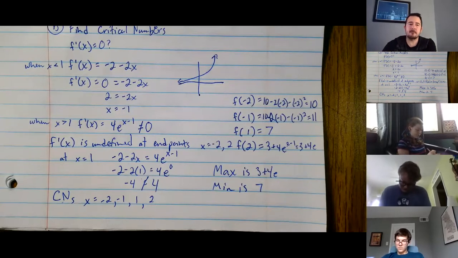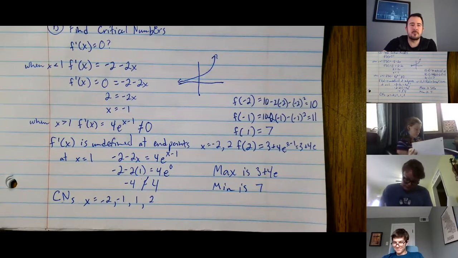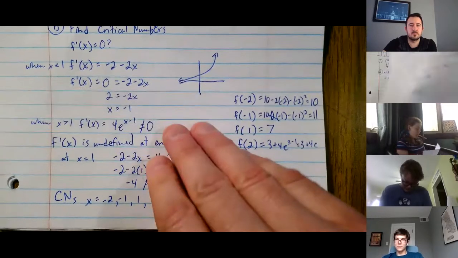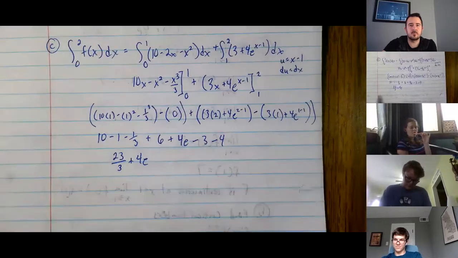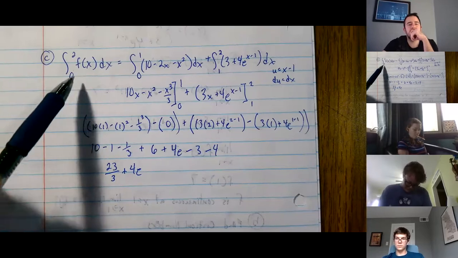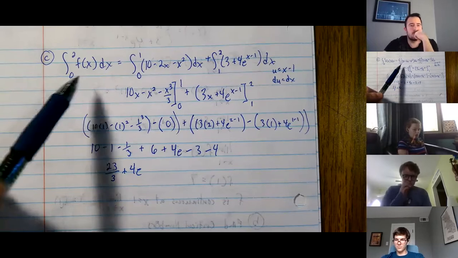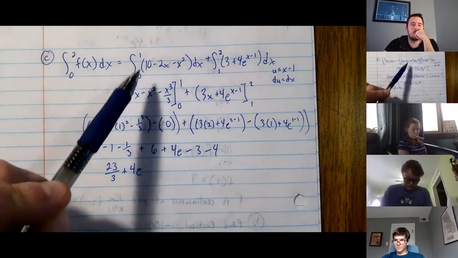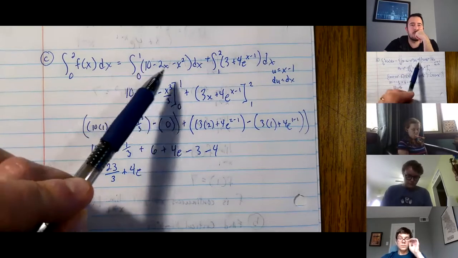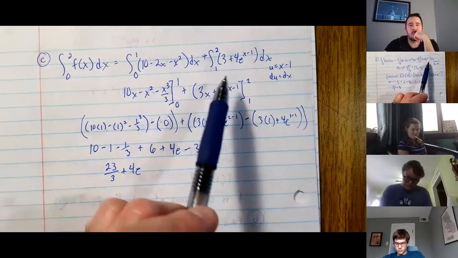All right, then let's move on to part C. Part C says, find the value of the definite integral from 0 to 2 of f of x dx. We have to remember that the function is defined differently for x less than 1 and x greater than 1. So we need to evaluate the integral from 0 to 1 of the piece that's less than 1, and then add to it the integral from 1 to 2 of the piece that is greater than 1.